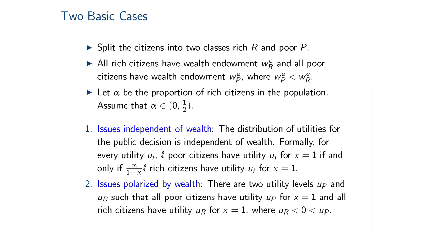The two cases that we care about are issues independent of wealth, so the utility distribution is the same at every wealth level, or issues polarized by wealth, and that is that all the rich people agree that option zero is the best and have the same utility for it. All the poor people agree that option one is the best and have the same utility for it.